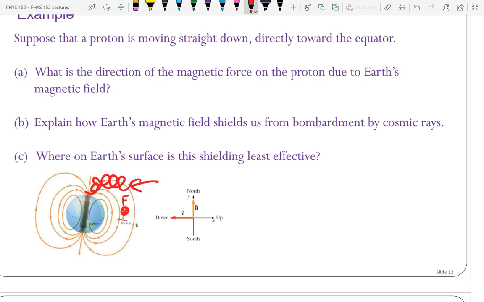We're going to have charged particles come flying into the Earth's atmosphere closer to the poles. So this protection is not nearly so good if you're close to the poles. If you live in Alaska, if you live in Norway, you're getting more of this radiation coming at you because the Earth's magnetic field isn't deviating them away.